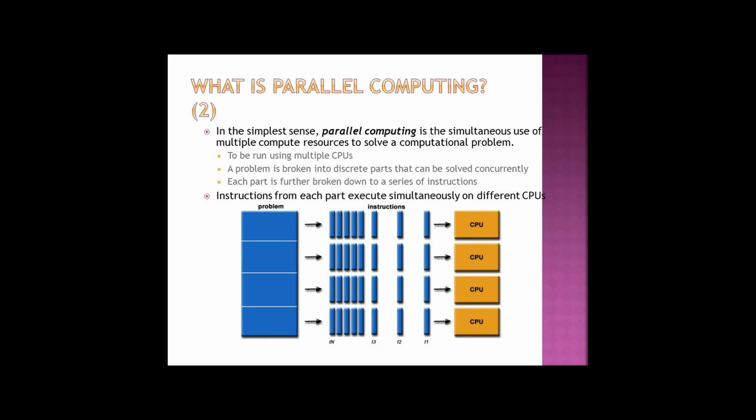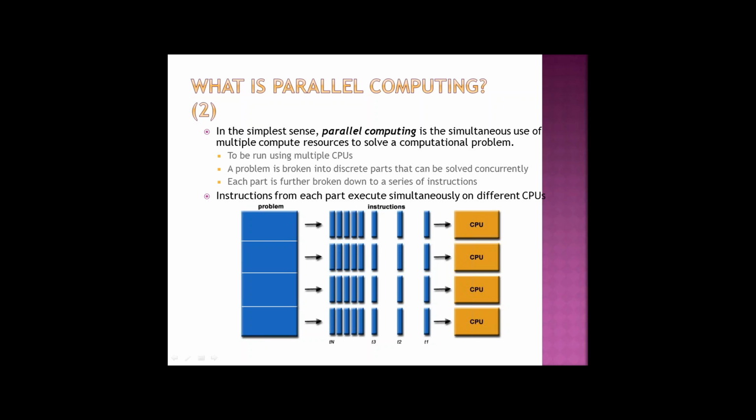That is, if the main problem is divided into four instructions, and if there is more requirement, then each instruction that is divided is again divided or further broken down into a series of instructions. That is, the main problem is divided into four instructions, and those four instructions are also divided into multiple instructions: one instruction, two instructions, three instructions, and any number of instructions. Then the next point says instructions from each part execute simultaneously on different CPUs.